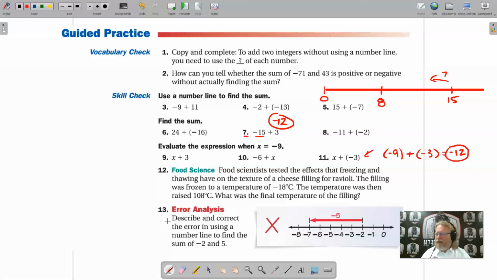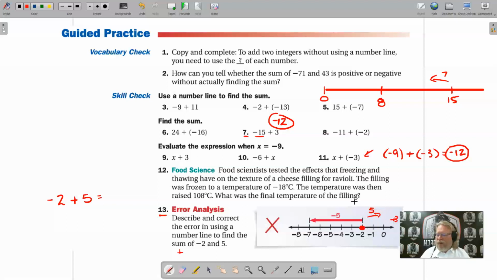All right. The last one we'll do here is 13. And it says describe and correct the error in using a number line to find the sum. So this means to add the sum of negative 2 and 5. So that would be negative 2 plus 5, right? So that's what sum means, is to add. So what did they do wrong? Well, they started at negative 2. Well, that's correct. But we're adding a positive number. They went to the left where they should have gone to the right. They should have gone 5 that way and would have ended up, what, over at positive 3, correct?